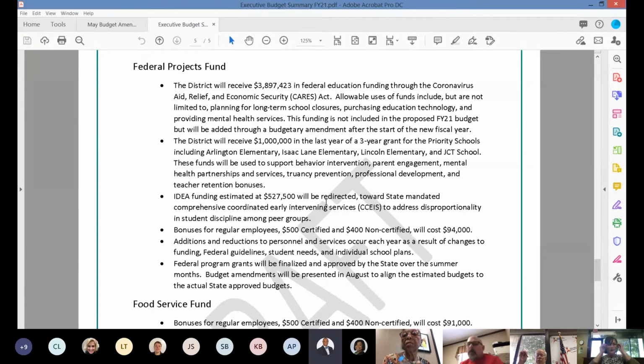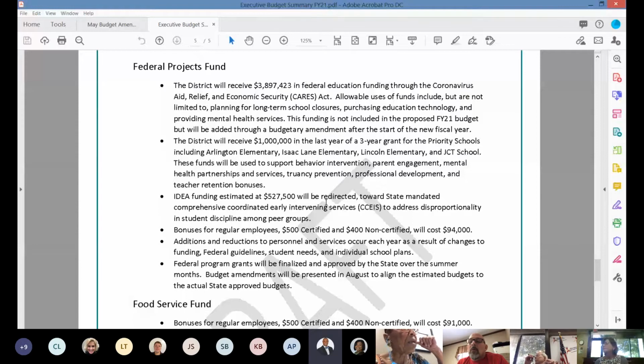So you can see, it can be used for planning for long-term school closures, purchasing education technology, providing mental health services, in addition to other items. So you understand, Jim, those dollars are not adding to the budget, right? And it is federal funding, and so we cannot supplant with this funding. We have to be careful that we adhere to the guidelines of the grant and not use it to provide services that the district should be providing. It's supplemental. And it is a totally different budget.